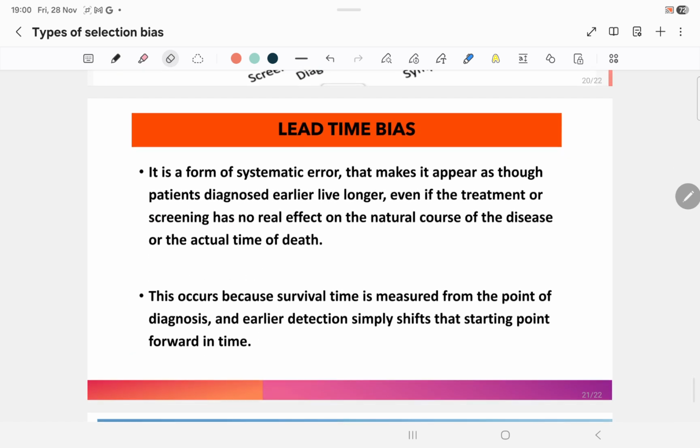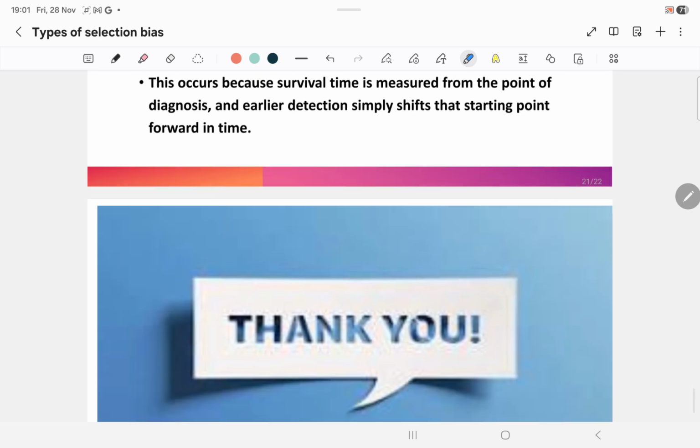So lead time bias is a form of systematic error that makes it appear as though the patient diagnosed earlier lived longer, even if the treatment or screening has no real effect on the natural course of the disease or the actual time of death. This occurs because survival time is measured from the point of diagnosis, and earlier detection simply shifts the starting point forward in time. Hope this is clear.